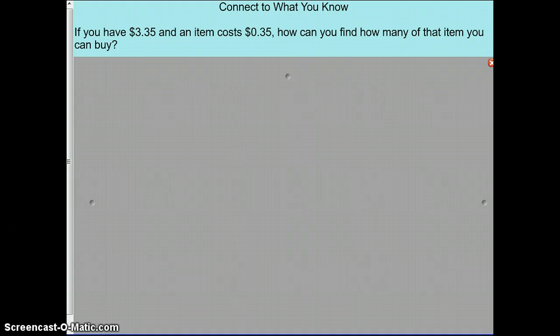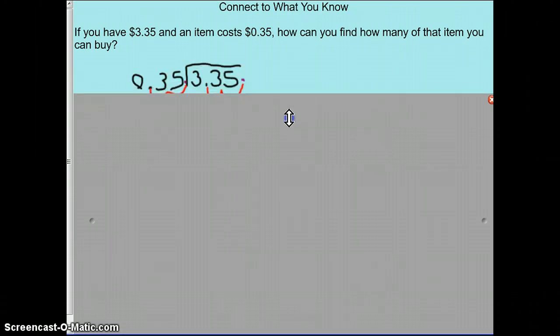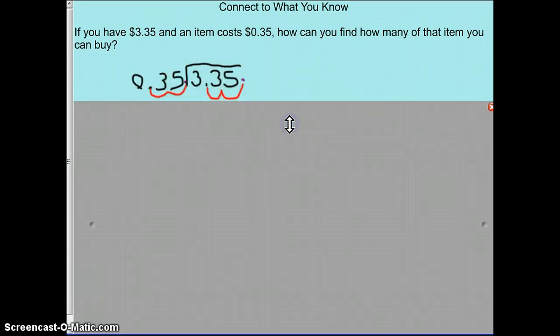The next thing I'm going to do is estimate. So I see 35 cents. 35, if I add a 0, like multiply it by 10, I'd get 350, and that's bigger. So I'm going to go ahead and try 9. So go ahead and put 9. So, oops, before I do that, I forgot.